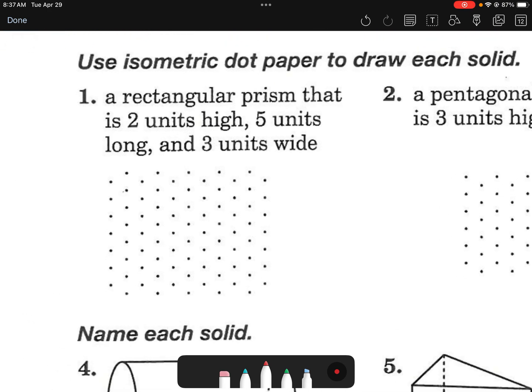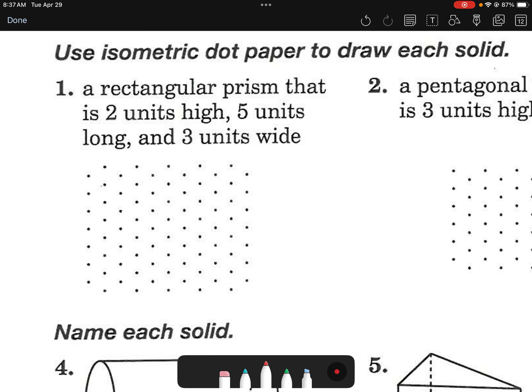Okay? Let's try some here. We're going to draw on some dot paper. We want a rectangular prism that is 2 units high, 5 units long, 3 units wide. So I'm going to go 3 units wide first. And I'm going to go 5 units long. And I need to go 2 units high. Then you just kind of connect as you go. And that's where you're at.